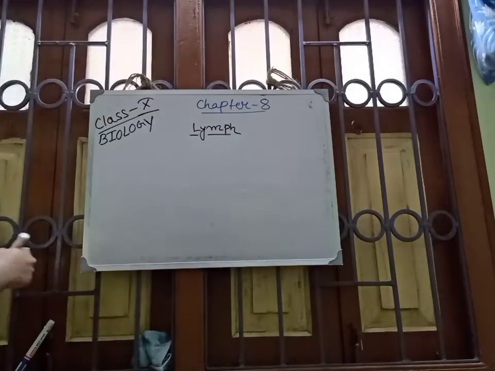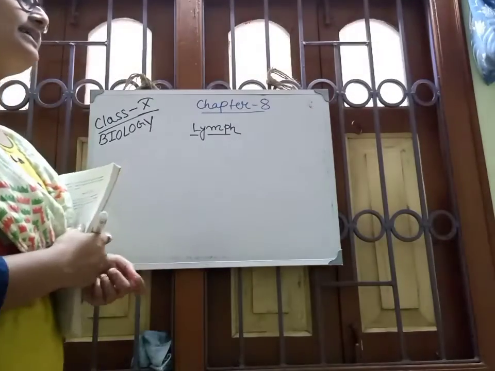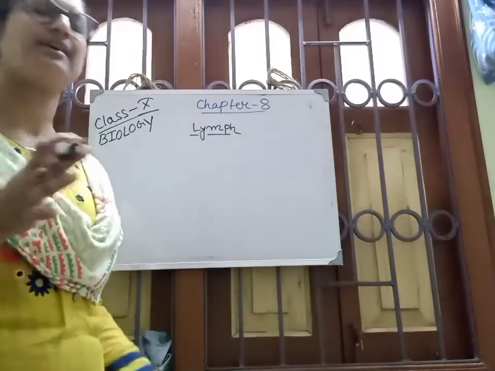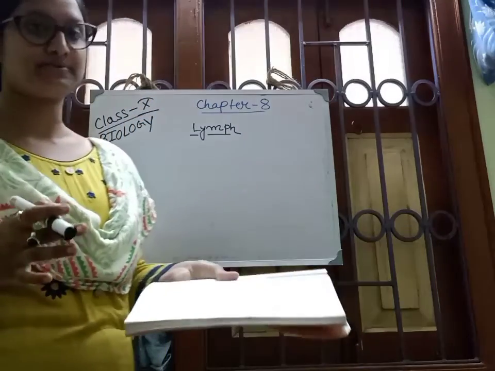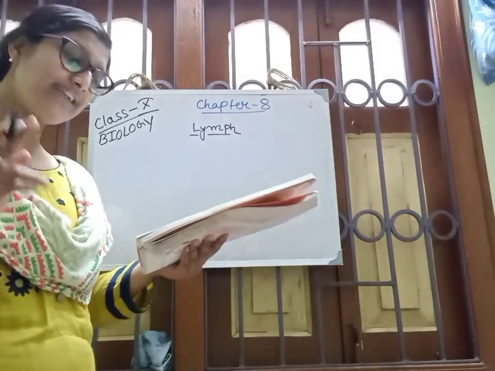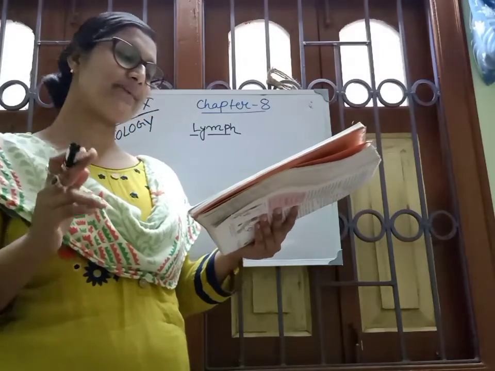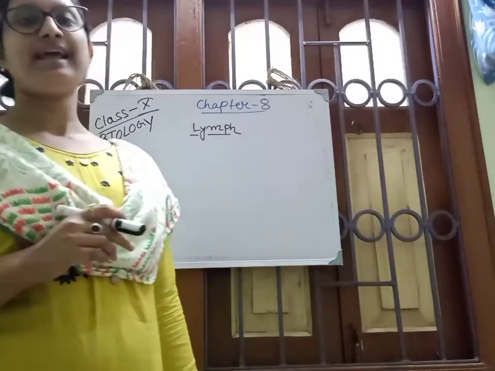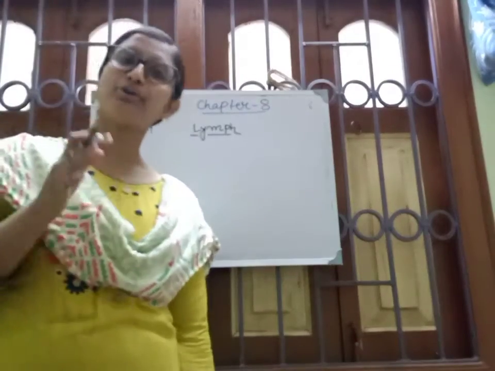What is lymph, and what is the difference between lymph and blood? Lymph is a colorless or slightly yellowish fluid, mostly colorless, and it is part of the tissue fluid. The composition of tissue fluid and lymph is the same as blood plasma, but tissue fluid and lymph have a lower protein content.